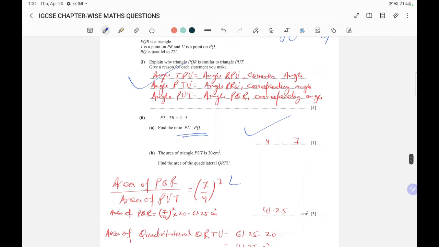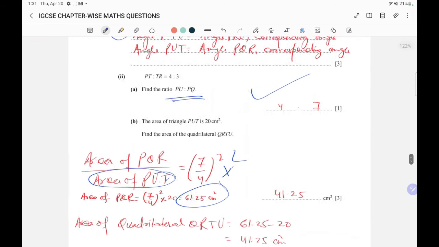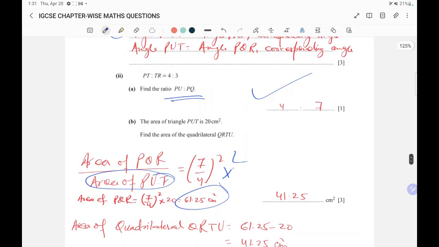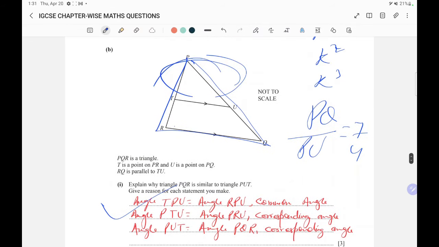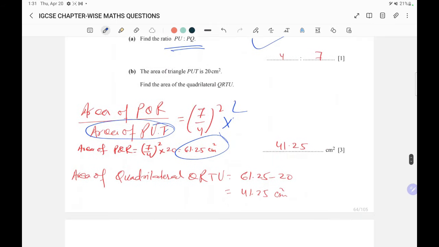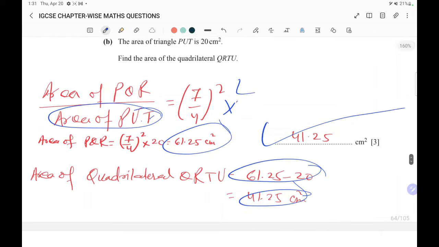Area of the triangle PQR over this is given to us, that's 20, take 20 over here. So calculate, you will get 61.25. So area of the bigger triangle I got, this whole triangle I got, then subtract this part. So area of the quadrilateral will be 61.25 minus 20. You will get 41.25.